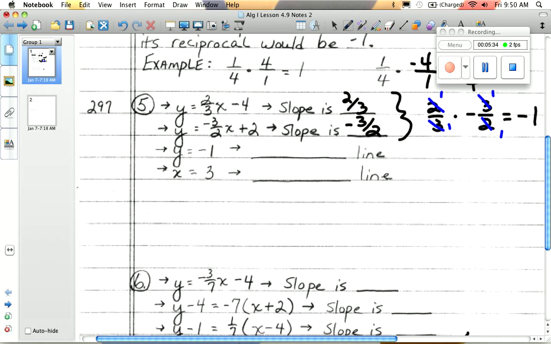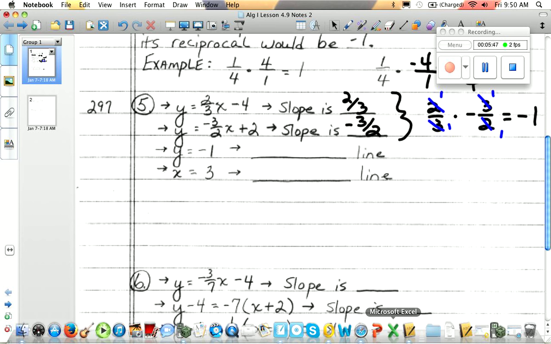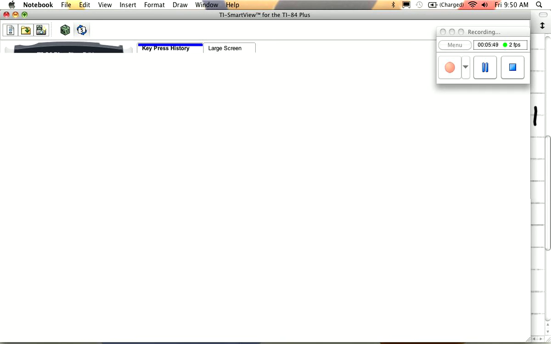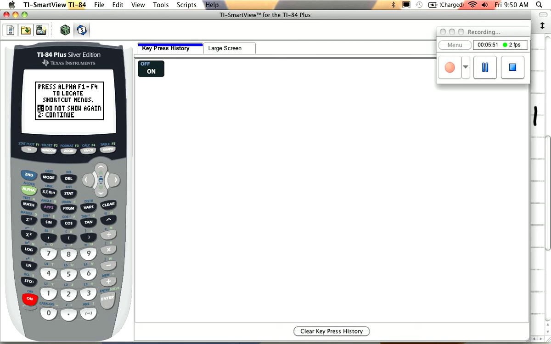Okay, let's take a moment and put those in the calculator and let's see, because right now it's kind of looking like we're going to say they're perpendicular. Let's check it out on your graphing calculator. So turn your calculators on, and go to your y = screen.